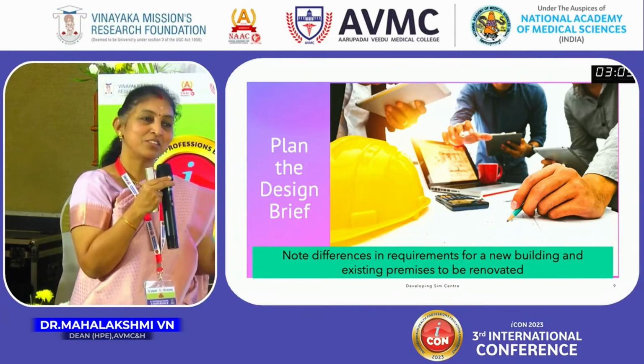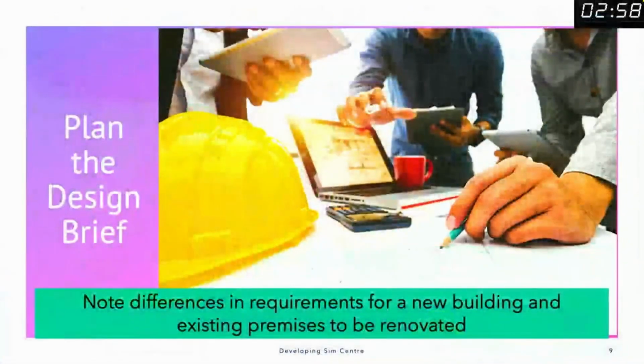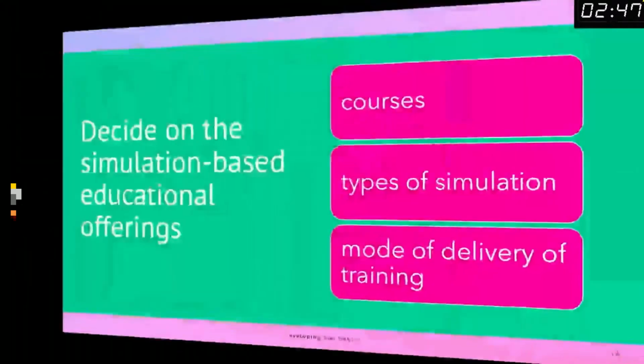They give us a space and say, this was built for the museum, this was built for something else, see if you can convert it into a skill lab. So when you're given this, you need to plan a little differently for a new building, and you need to plan differently for a building which is already in existence. So that's something which you need to do.